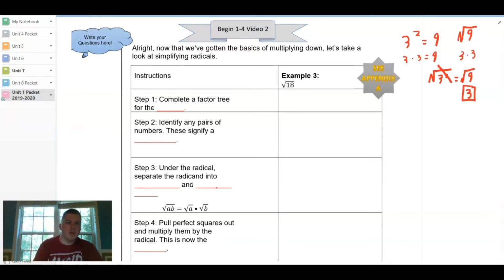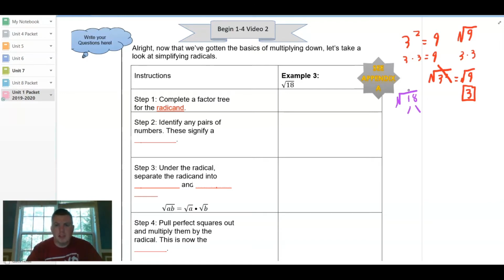So the first thing you're going to want to do is complete a factor tree for the radicand. This is just like we started out doing in the prime factorization. We're going to take it a little bit differently, but you're going to start out with the exact same process. So we have the square root of 18 as our example, and we want to make a factor tree for 18. So we're looking for all the different numbers that we can multiply together to get 18, and choosing one pair of them to use.